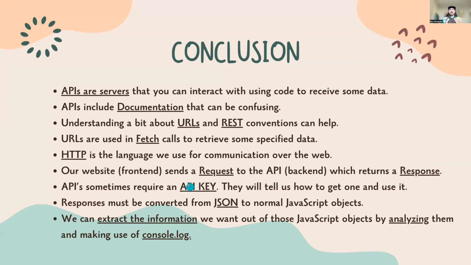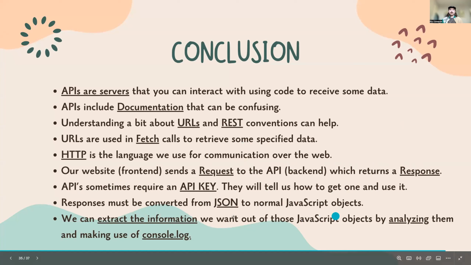APIs sometimes require an API key. They will tell us how to get one and use it. Responses must be converted from JSON to normal JavaScript objects, which we already have done last time. We can extract the information we want out of the JavaScript objects by analyzing them and making use of console.log.